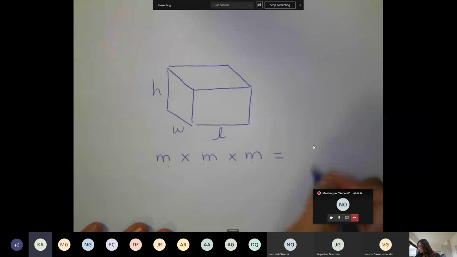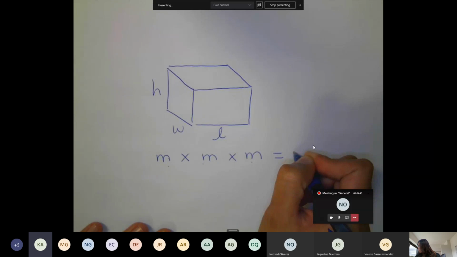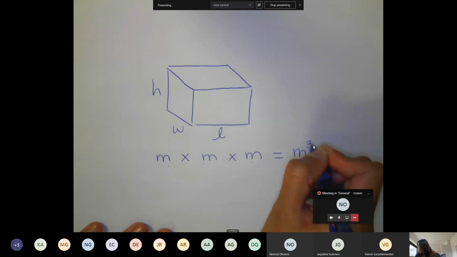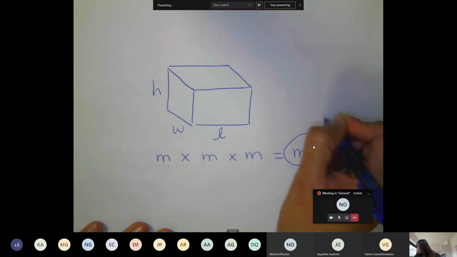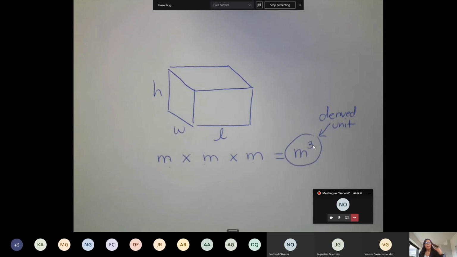Meters times meters times meters. Yes, Kenya. Meters cubed. Correct, meters cubed. That is another example of a derived unit. Okay, so as soon as you combine a base unit with another base unit, even if it's the same one, you get a derived unit.